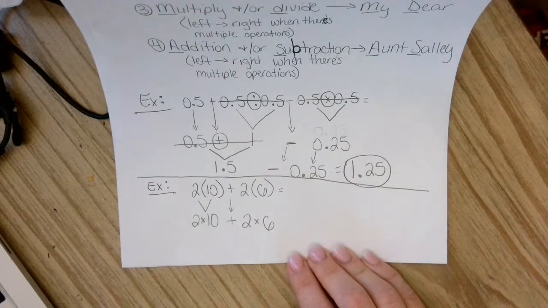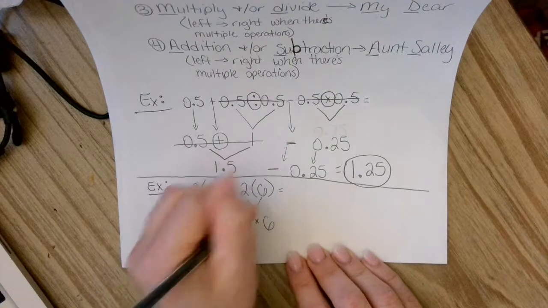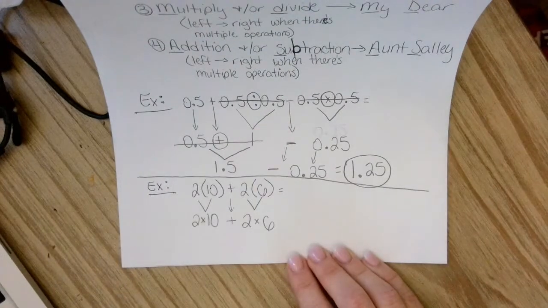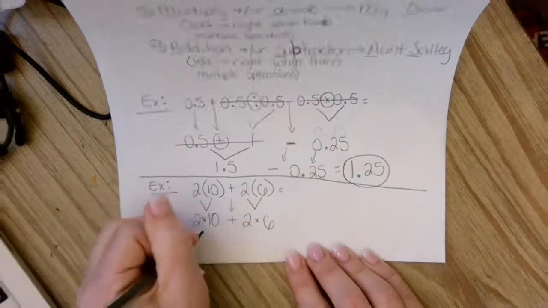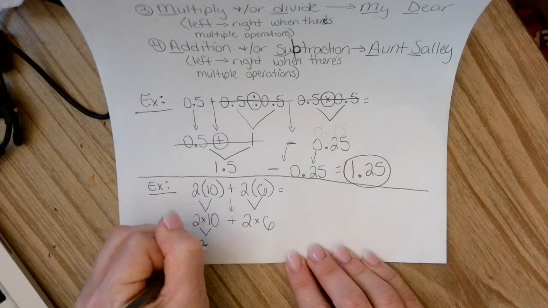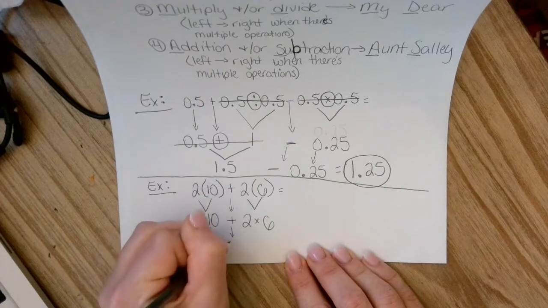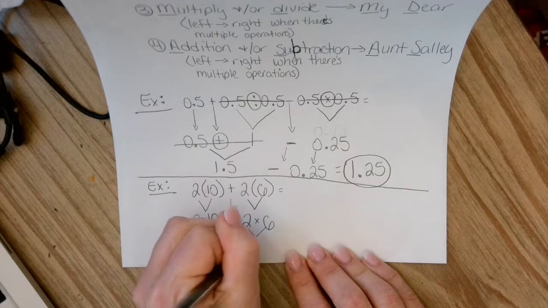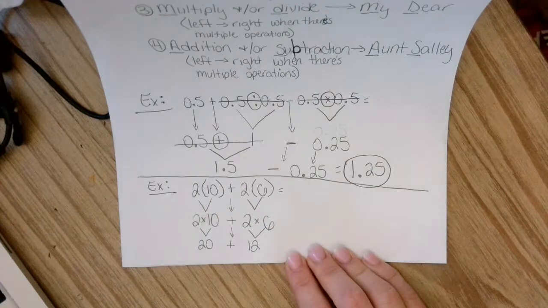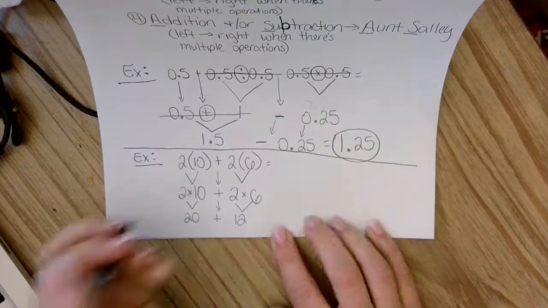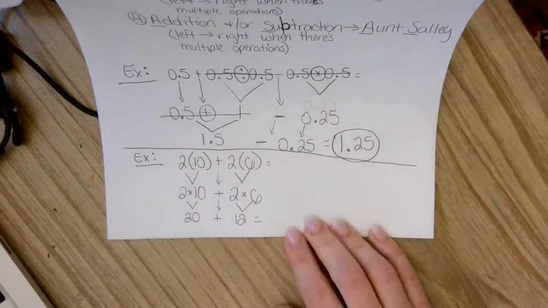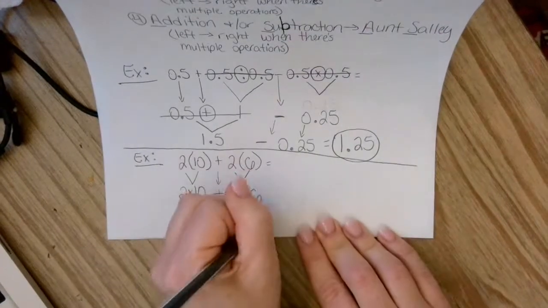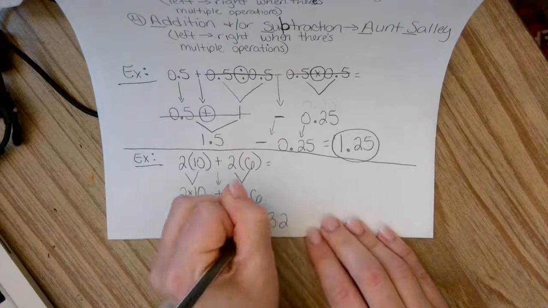So now that I actually know what everything represents, now I can actually start multiplying, since that is step number 3. So 2 times 10 is 20. Addition sign comes down. And then 2 times 6 is 12. So now I can finish my problem. So 20 plus 12 equals 32. And that is my answer.